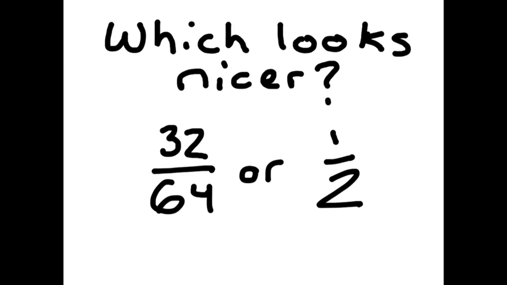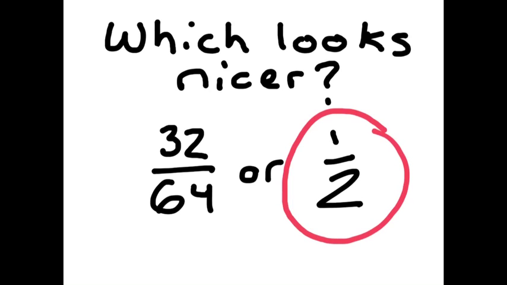You've probably heard about this before, but we always need to simplify our fractions. The reason why we simplify is that if we look at these two, 32 out of 64 or 1/2, which one looks a lot nicer? Which one looks like you can understand it better right away? I would say that you can understand 1/2 immediately, whereas you may have to think about 32 out of 64 and realize it's the same thing as 1/2, but it just looks a lot uglier.